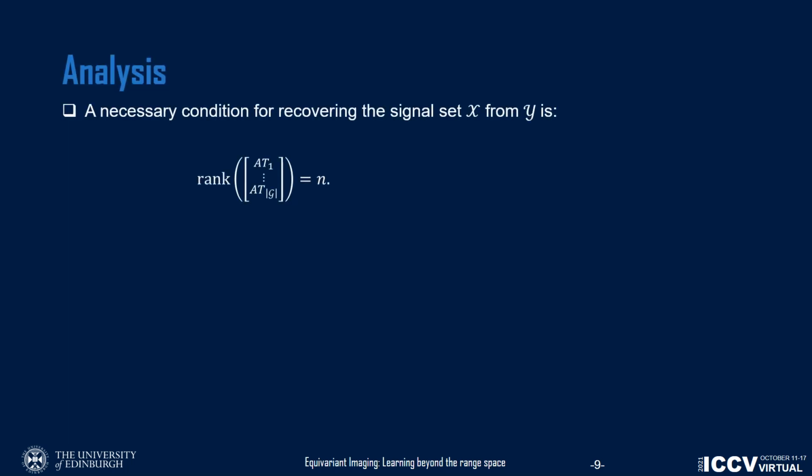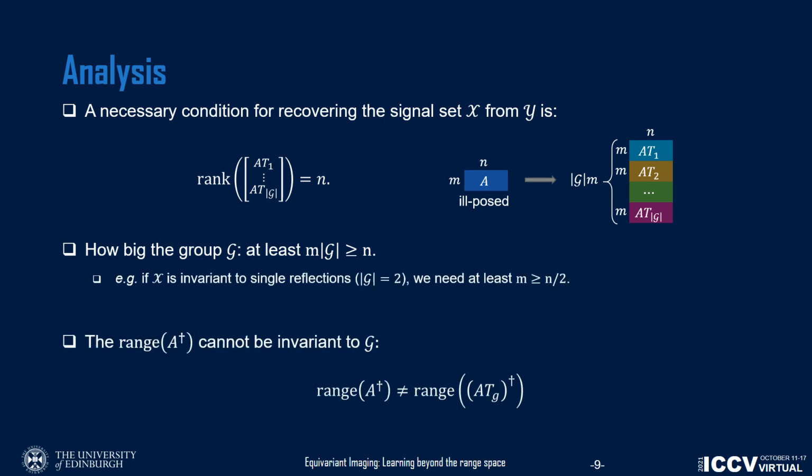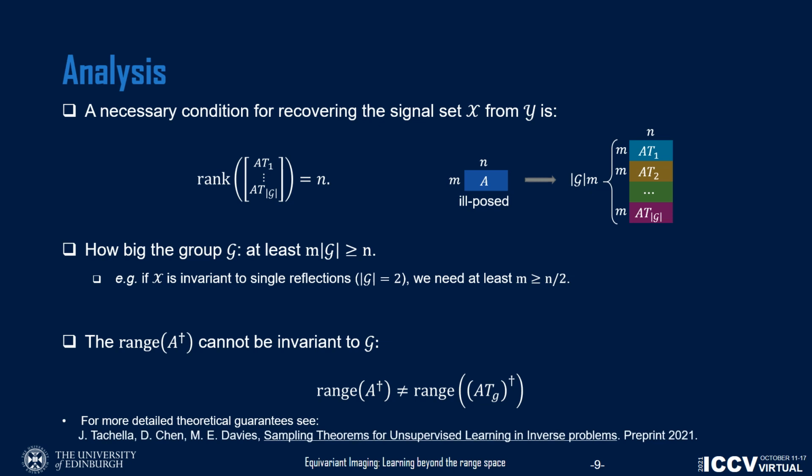A necessary condition for recovering the signal model X from the observations Y is that the below stacked big matrix is of rank n. This necessary condition provides a lower bound on how big the group G has to be. It at least satisfies that m times the size of the group should not be less than n. Accordingly, another necessary condition is that the range space of the pseudo-inverse is not invariant to the action of the group G. So, in practice, we should pick a reasonable transformation for a specific inverse problem according to the physics of its forward model. For more detailed theoretical guarantees, please check our latest paper.